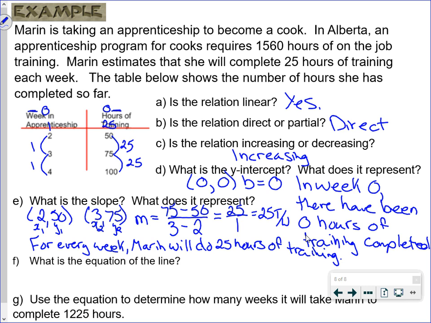The next question asks, what is the equation of a line? So this is our y equals mx plus b. We've already determined the y-intercept, which is 0. And we've also determined the slope, which is 25. So we need to substitute these in to create our equation. So we will have y equals, m is our slope of 25. We'll multiply this by x and then add on the y-intercept, which is 0, so we don't need to put the plus 0 at the end. So y equals 25x.